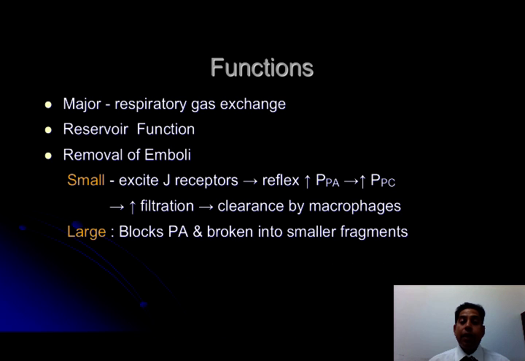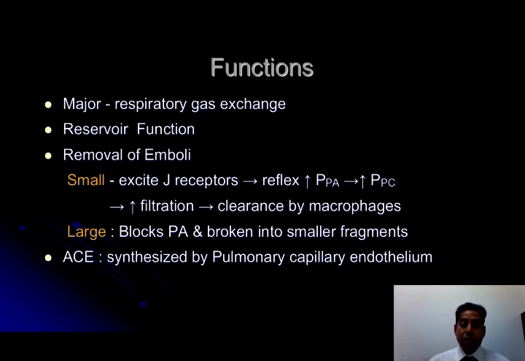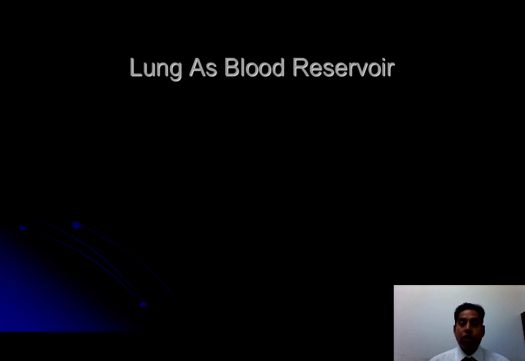Now, if these emboli are large, they have the potential to block the pulmonary artery, leading to pulmonary thromboembolism. But they are broken into smaller fragments before they are cleared by the macrophages. The third important function is that it helps in the synthesis of ACE, the angiotensin converting enzyme. This is synthesized by the pulmonary capillary endothelium.